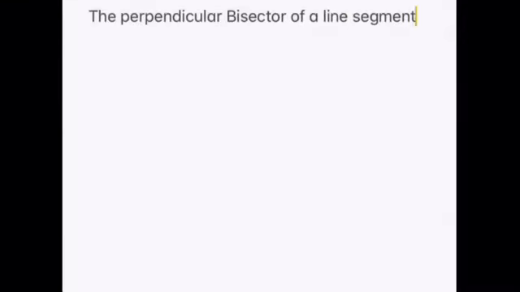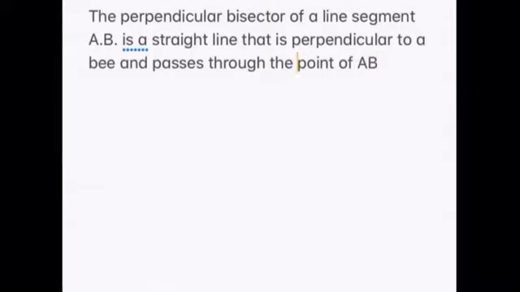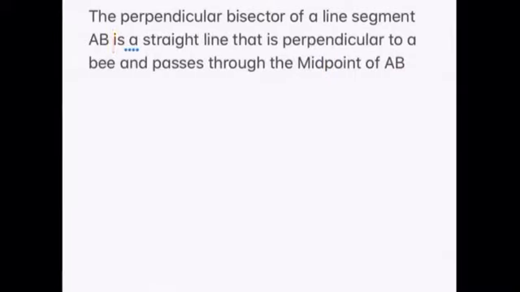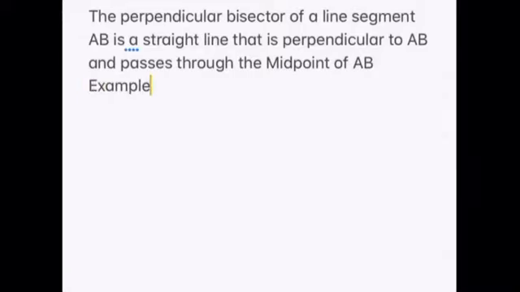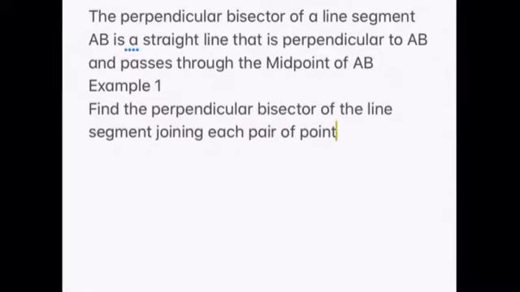Similarly, the perpendicular bisector of a line segment AB is the straight line that is perpendicular to AB and passes through the midpoint of AB. Let's look at an example in which we have to find the perpendicular bisector of the line segment joining each pair of points. The coordinates are (-5, 8) and (7, 2).